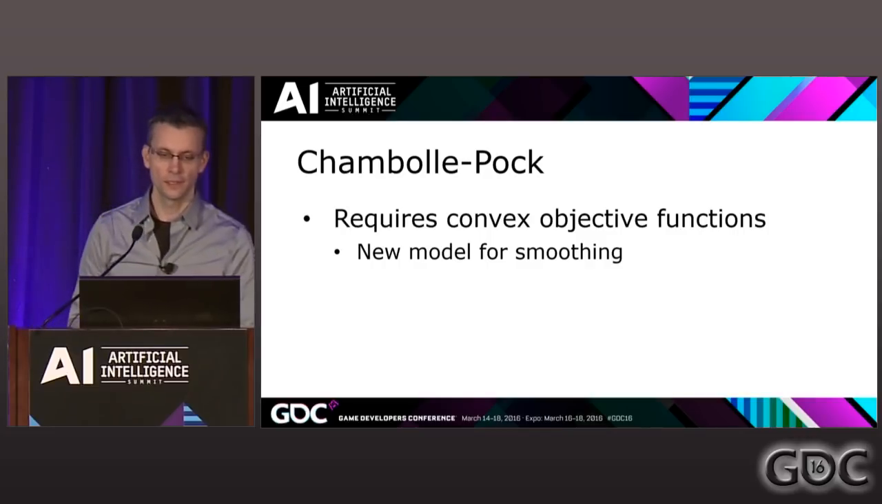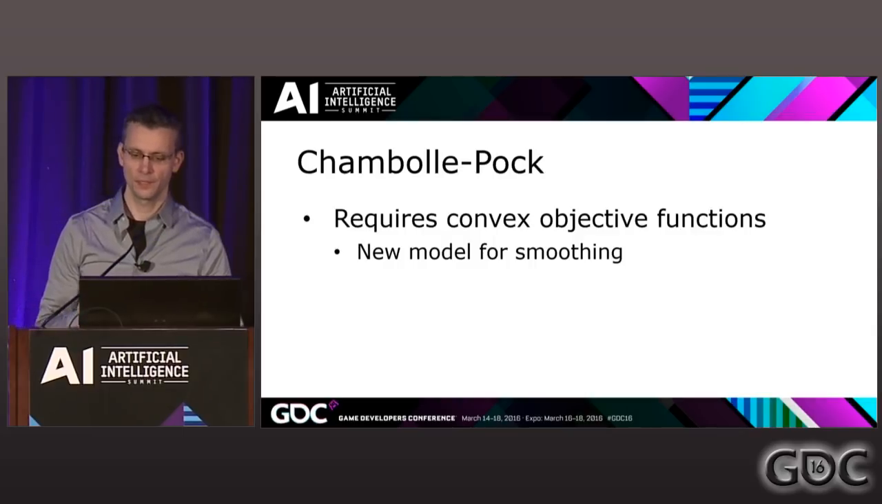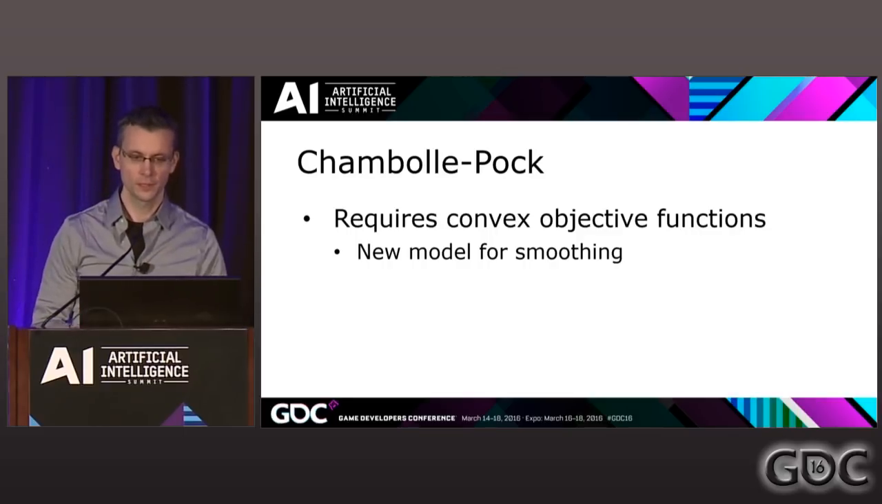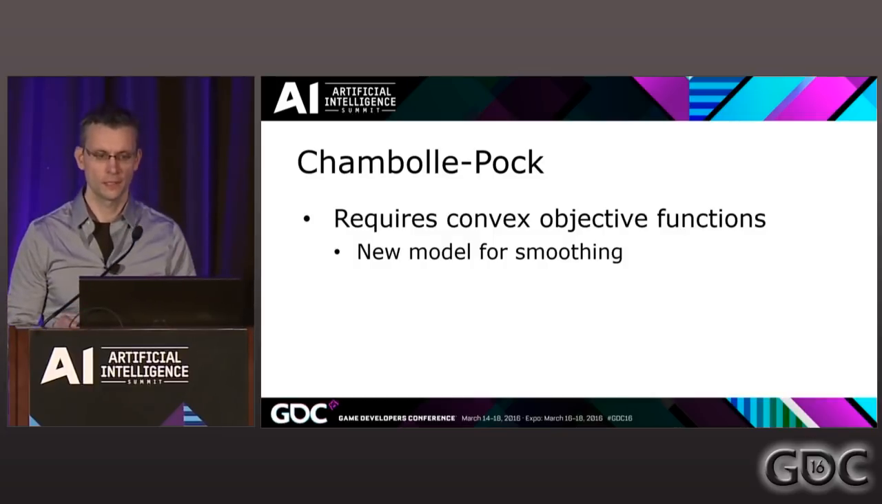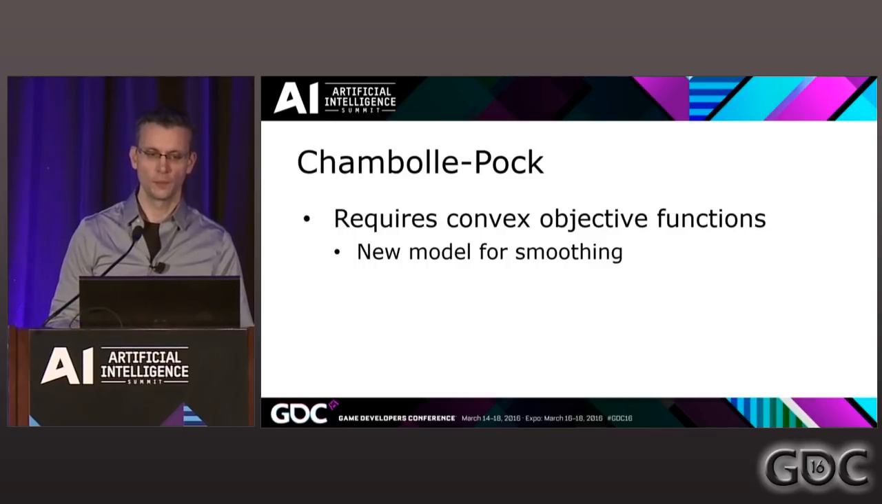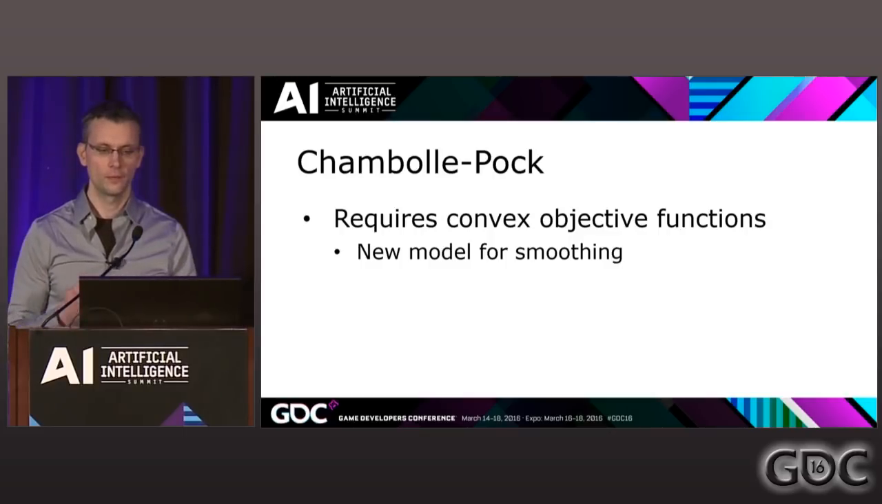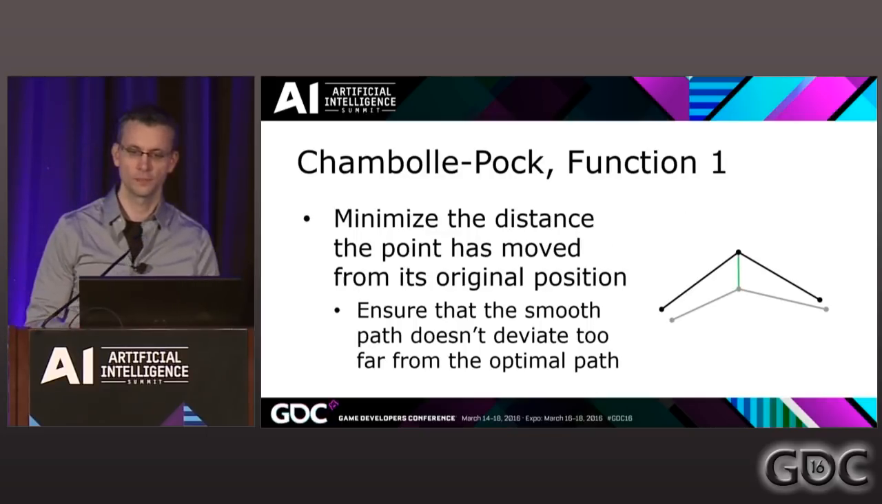Now, as I said, Chambolle-Pock is an optimization algorithm. And what it precisely optimizes is the output of two functions simultaneously on a set of data. That set of data, in our case, is the path. Now, these functions are called objective functions, and in order for Chambolle-Pock to deliver on the promises that they make when it comes to effectiveness and time complexity, these objective functions are required to be convex. And because of that, we can no longer use the springs. So we need new objective functions.